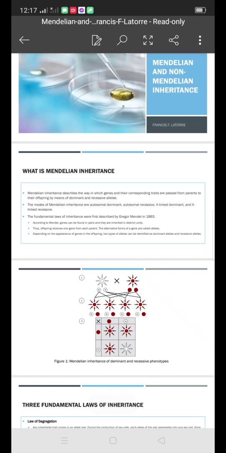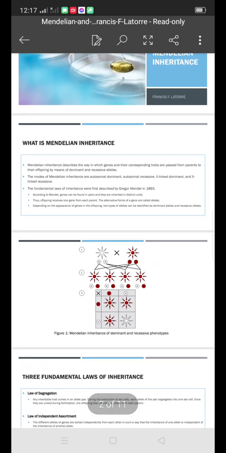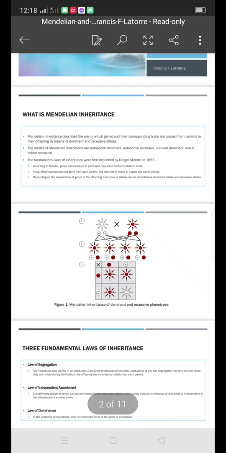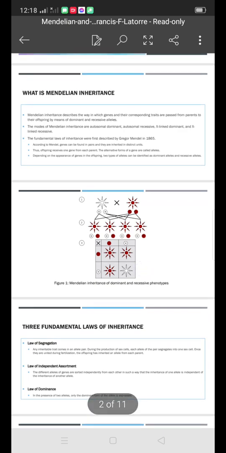What is Mendelian inheritance? Mendelian inheritance describes the way in which genes and their corresponding traits are passed from parents to their offspring by means of dominant and recessive alleles. The modes of Mendelian inheritance are autosomal dominant, autosomal recessive, X-linked dominant, and Y-linked recessive. The fundamental laws of inheritance were first described by Gregor Mendel in 1865.